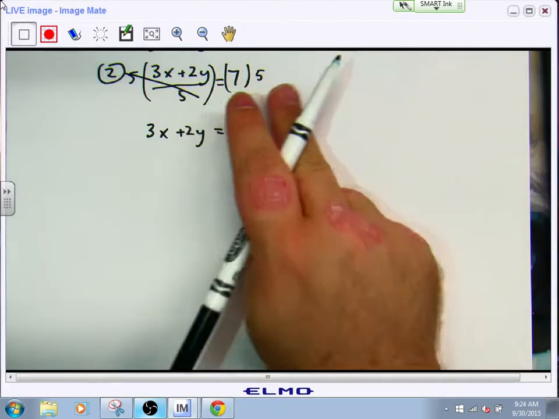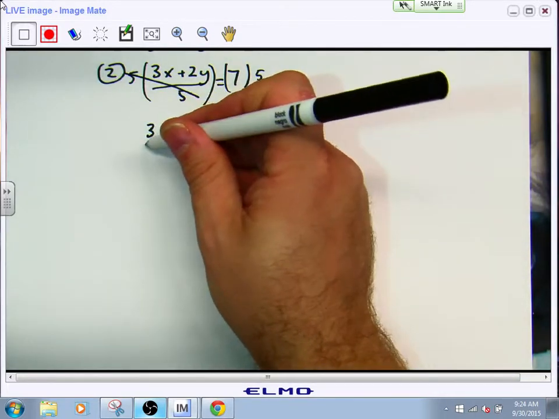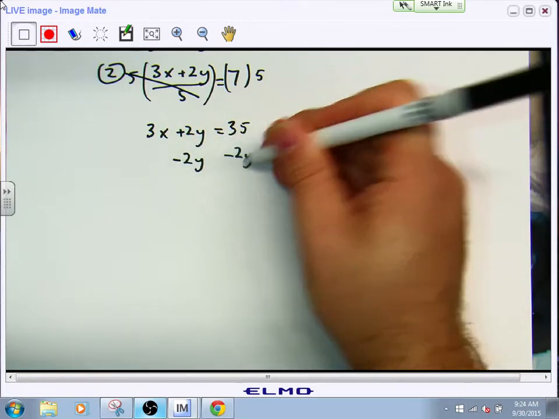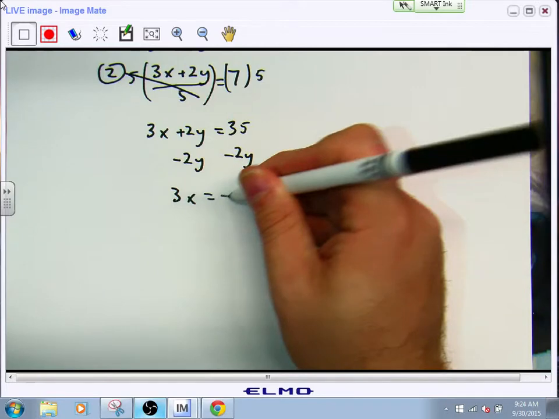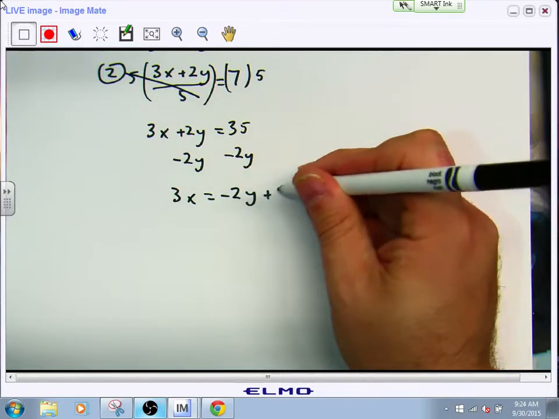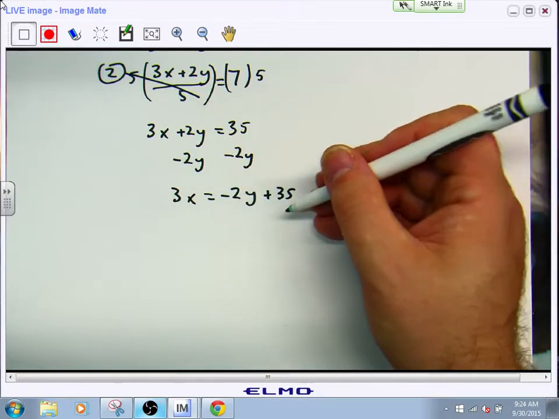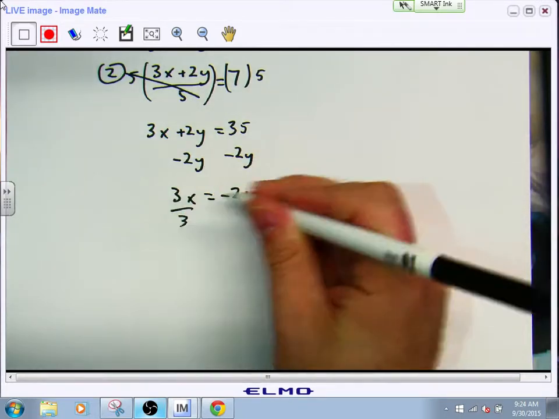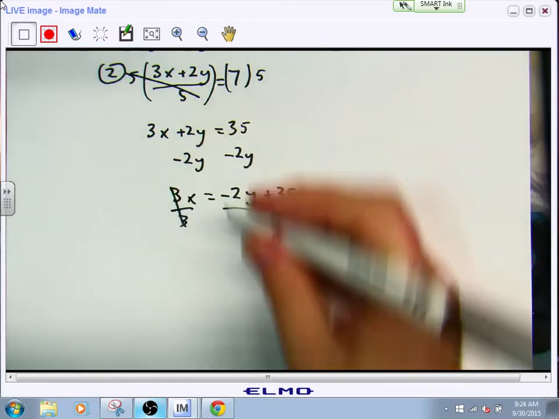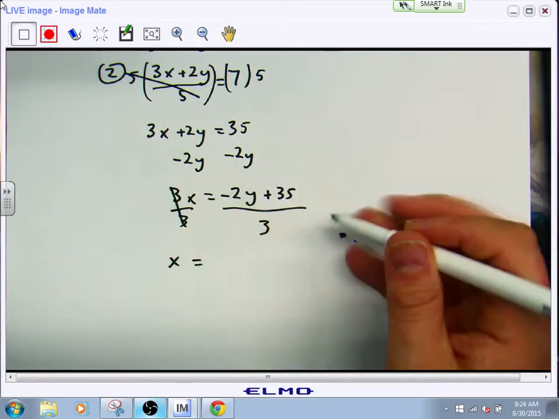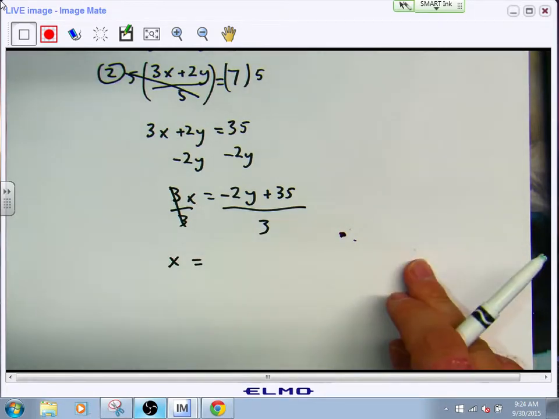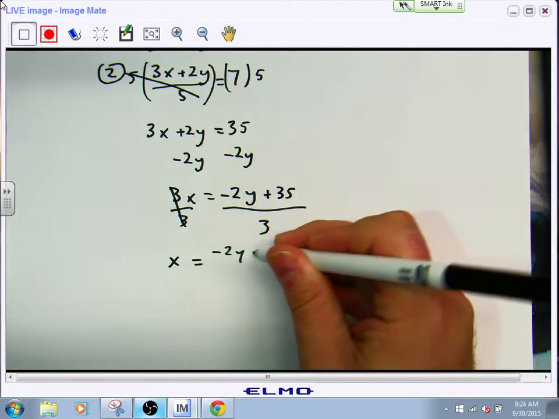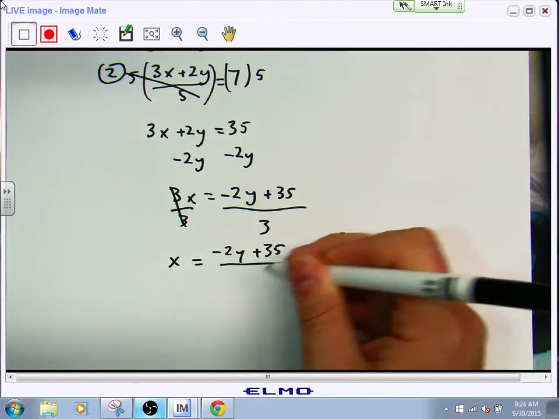Now I'm still trying to solve for x, and I have two terms. I have an x term and a y term. So I'm going to get rid of my y term. I'm going to subtract 2y. So I end up with 3x equals negative 2y plus 35. And I'm almost done. I almost have it solved for x. The last thing I need to do is isolate my variable by dividing by 3. So I end up finally with x equals, see how I have x equals? I know whatever I write on the right-hand side is going to be my answer because I have solved for x. Negative 2y plus 35 all over 3.